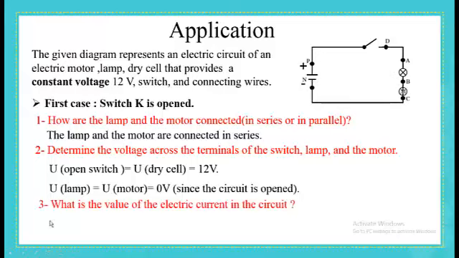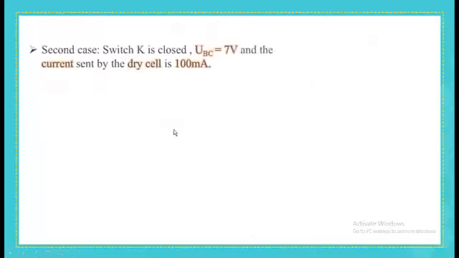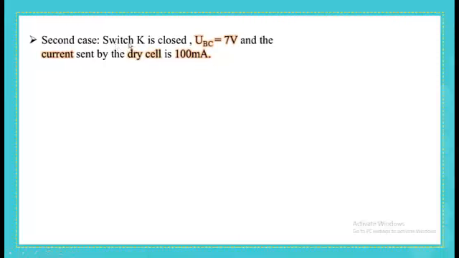Let's move to the third question. What is the value of the electric current in the circuit? Although we have a generator, however, the circuit is an open circuit, so the electrons cannot flow, so the electric current is 0 since the circuit is opened. Let's move to the second situation where the switch K is closed.